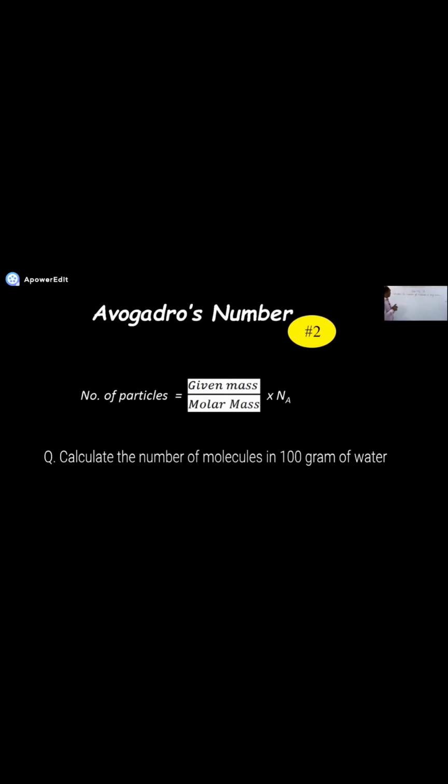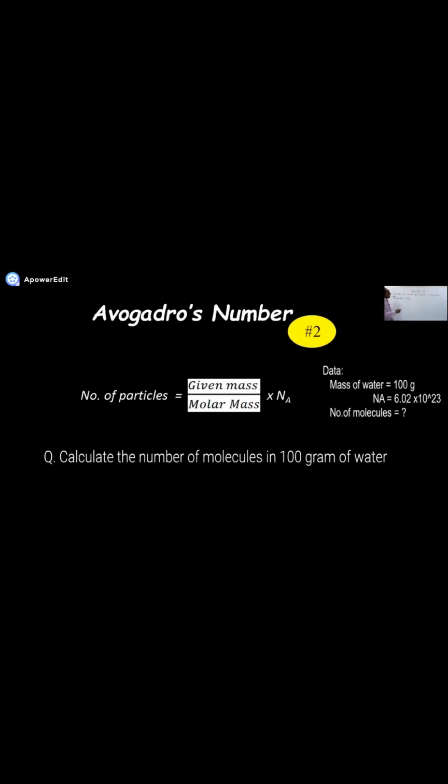So what is the data here? Data means what is given to you and what is asked. Mass of water is given. How many grams of water do we have? 100 grams.